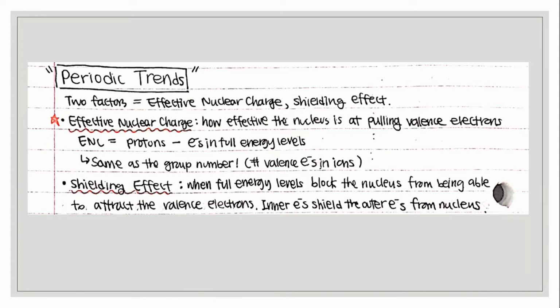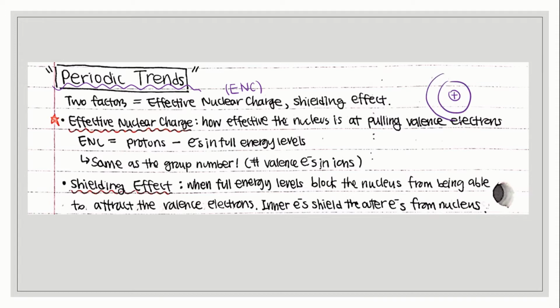Next is the periodic trends. It is a topic that's very important. So there are two factors, which are effective nuclear charge, ENC, and shielding effect. So first, effective nuclear charge shows you how effective the nucleus is at pulling valence electrons.